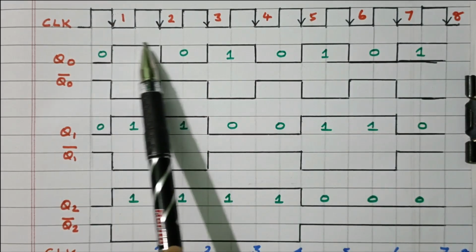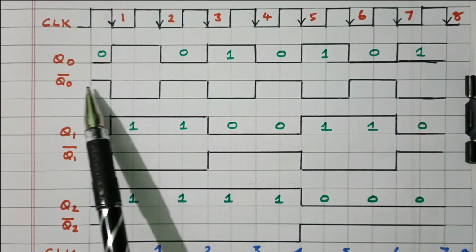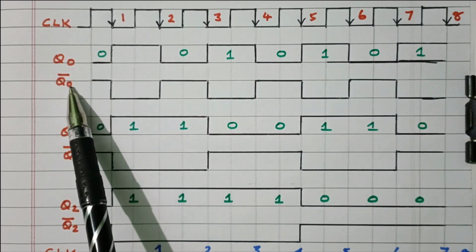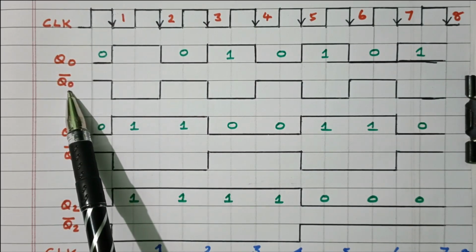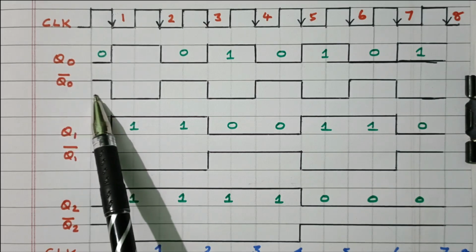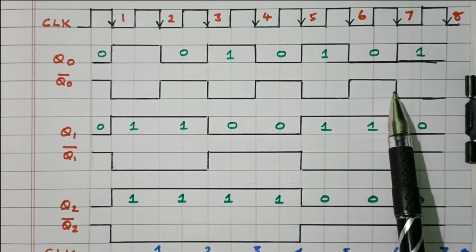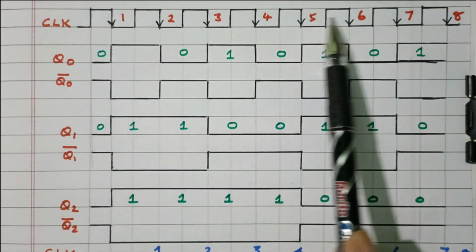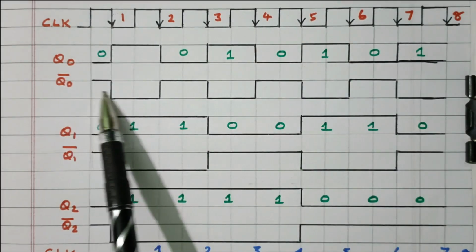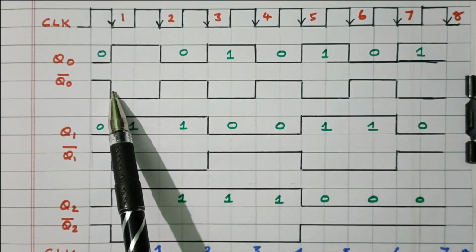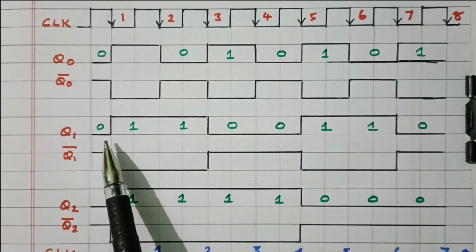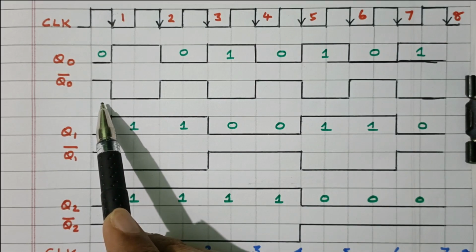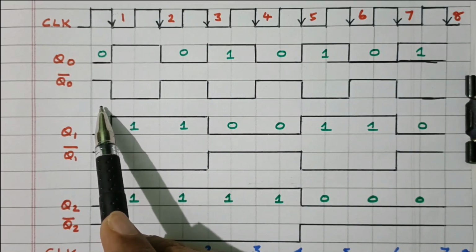Now this is the Q0 output. This is Q0 bar, inverted. 0 means 1, 1 means 0. This Q0 bar is given to the second flip-flop. So based on this signal, the state of the second flip-flop will change, right? For the first flip-flop, this is the clock pulse. For the second flip-flop, Q0 bar is the clock pulse. The complemented output of the first flip-flop is given as the clock pulse to the second flip-flop. So here also during every negative edge, the state changes.